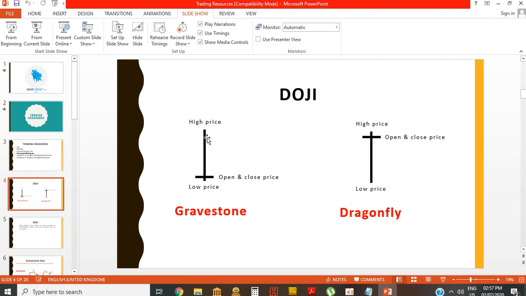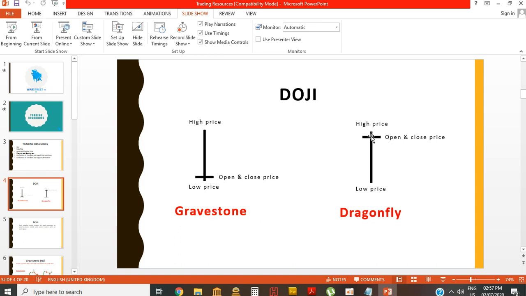Sometimes you get to see a candle where the open and the close are on the same level. Of course, it has a wick. It has a long wick above and a smaller wick below it. But the open and the close are on this line. They're on the same level. It's not a full body. So this is a type of doji called gravestone.